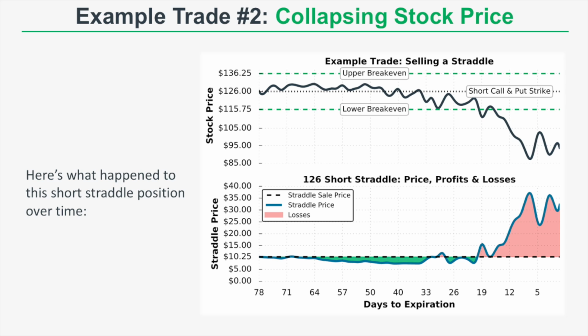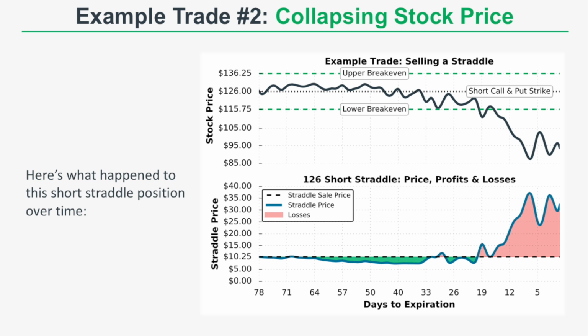Now, unfortunately, the stock price started to sell off, and as we can see here, the stock price dropped off to a price of about $85 at the lowest point. Now, as we can see here, while that stock price was decreasing, the straddle's price exploded. So we sold the straddle for $10.25, and at the highest point, the straddle's price was just over $35. So that represents a loss of around $2,500 per short straddle.